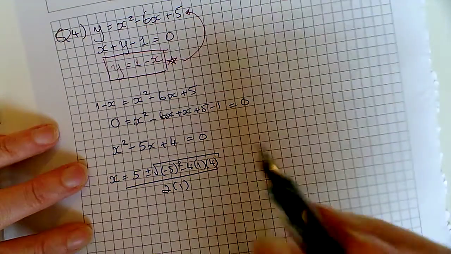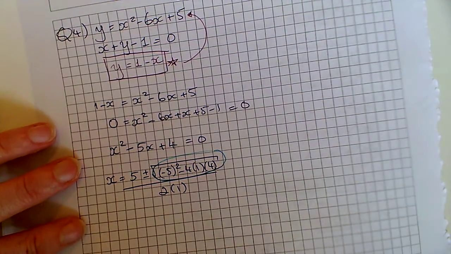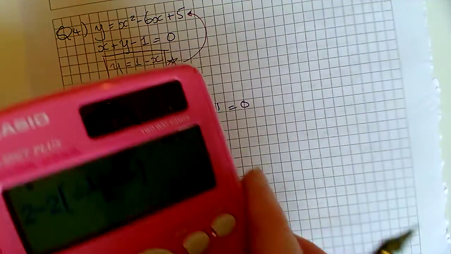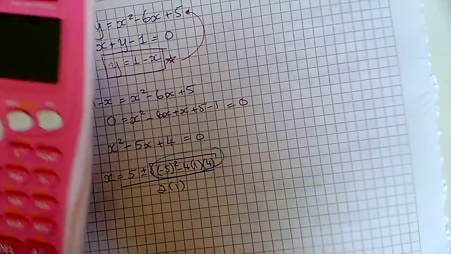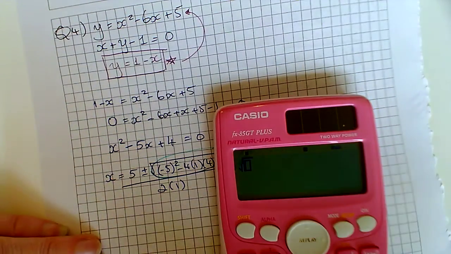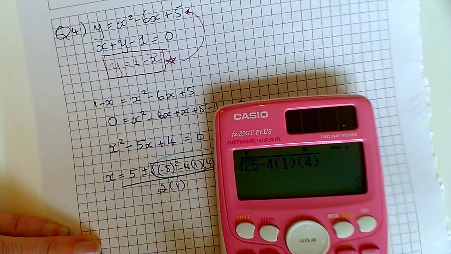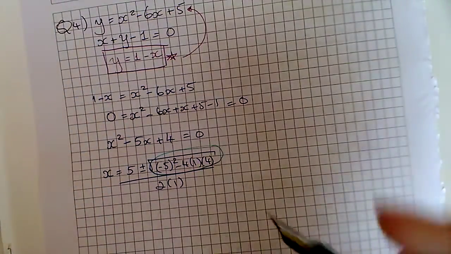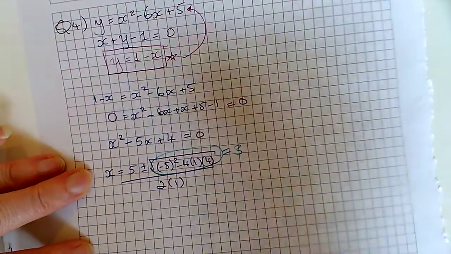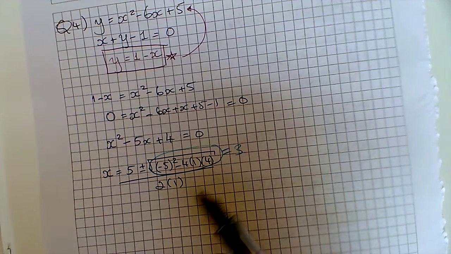And I'm going to put this into our calculator in one go. The square root of 25 minus 16, which is the square root of 9. It should be 3. Let's check though. So we have the square root of 25 minus 4 by 1 by 4, and we get 3. Good, no surds this time. Because we could have done this by factorizing as well.